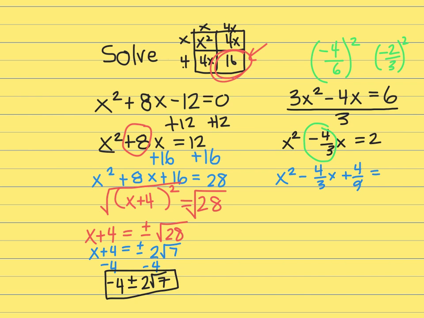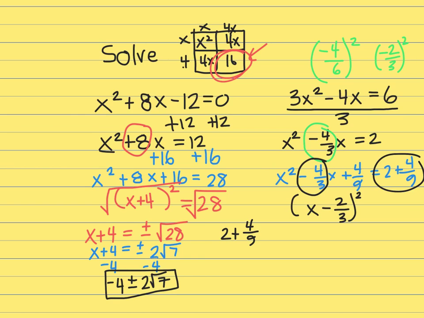So I'm going to add 4/9 to each side, making sure to add it to the right-hand side as well to keep the equation balanced. What I did is create a perfect square trinomial here. So I can factor this into x minus, take half of your b term coefficient, negative 4/6, which reduces to negative 2/3, squared. If I FOILed this out, I would get this expression, equals 2 plus 4/9. I need to get a common denominator, which is 9. So 2 times 9 is 18/9, plus 4/9 is 22/9 on the right-hand side.